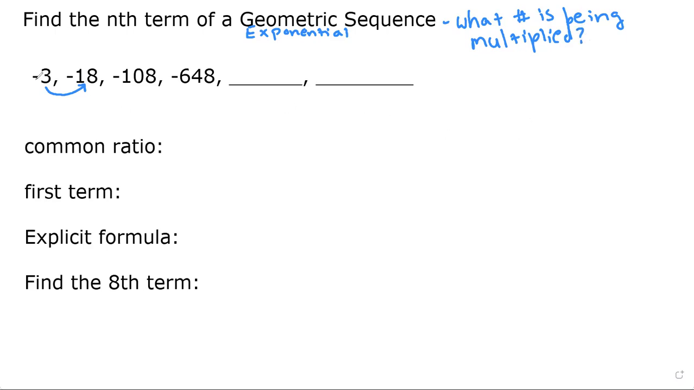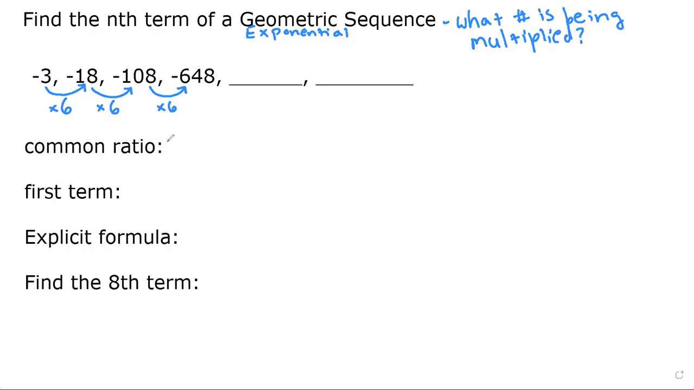Okay, so here we go, -3 to -18. Well, they're both negative. What do you multiply by -3 that equals -18? 6. Let's double check it. If I multiply -18 by 6, do I get -108? I do. And then if I multiply -108 by 6, do I get -648? I do.